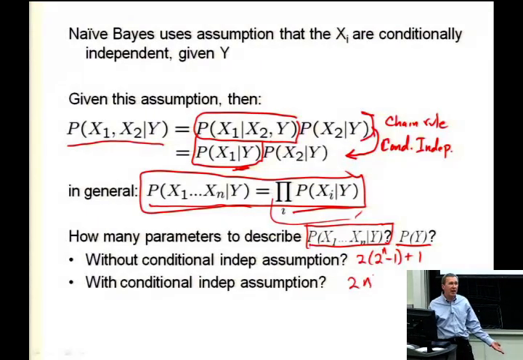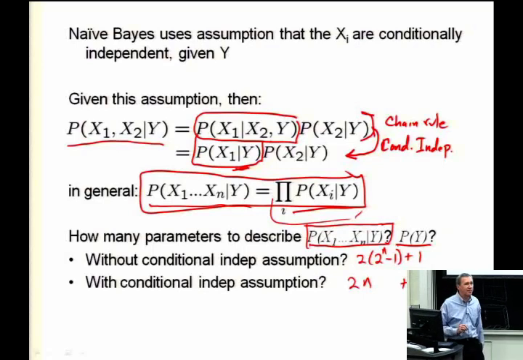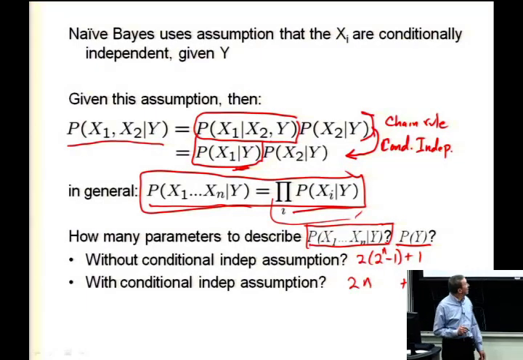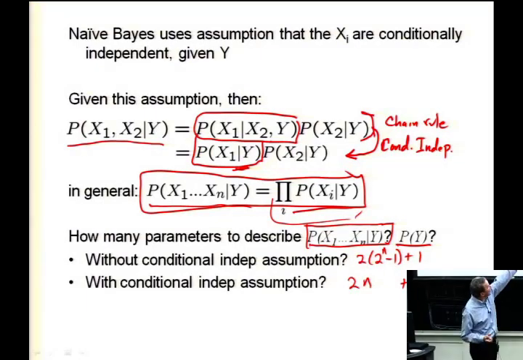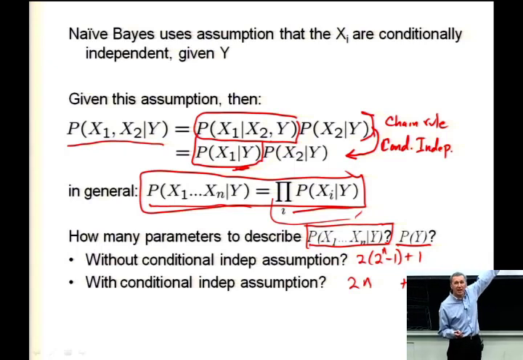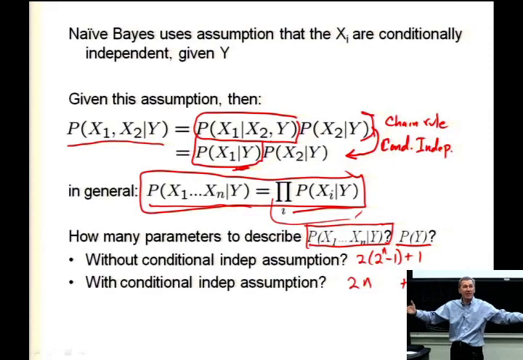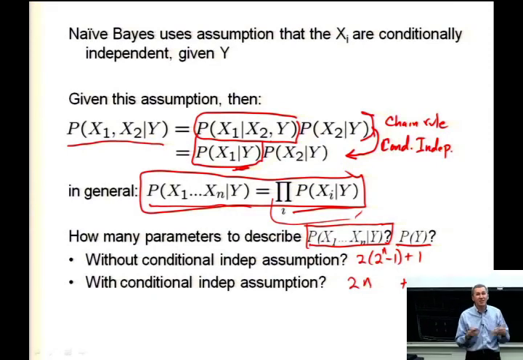That's it. We have n x sub i's. We need 2 parameters for each of them. Plus, of course, we still need this one for p of y. But as I mentioned before, what we've done is we've reduced the number of parameters that we need to estimate from something that's exponential in the number of x features that we're using to make our prediction of y, down to something that's just linear.